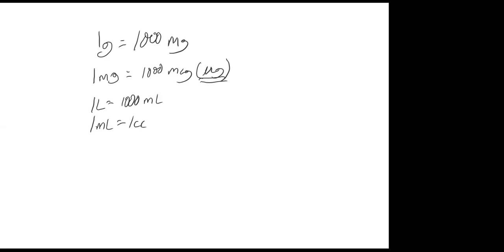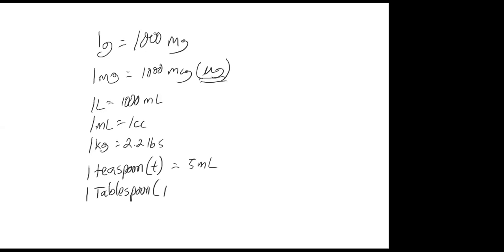You need to know that 1 kilogram is equal to 2.2 pounds. You need to know that 1 teaspoon, which is often abbreviated lowercase t, is the same thing as 5 milliliters. You need to know that 1 tablespoon, which is often abbreviated big T, is 15 milliliters. And you need to know that 1 ounce equals 30 milliliters and that 1 hour equals 60 minutes. So these are your equivalents that you are expected to know.